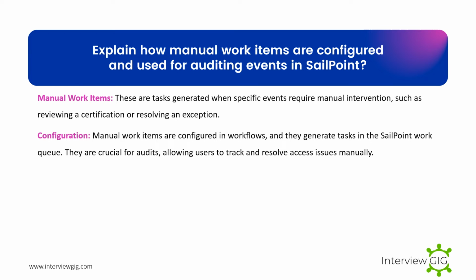Explain how manual work items are configured and used for auditing events in SailPoint. Manual work items. These are tasks generated when specific events require manual intervention, such as reviewing a certification or resolving an exception. Configuration. Manual work items are configured in workflows, and they generate tasks in the SailPoint work queue. They are crucial for audits, allowing users to track and resolve access issues manually.